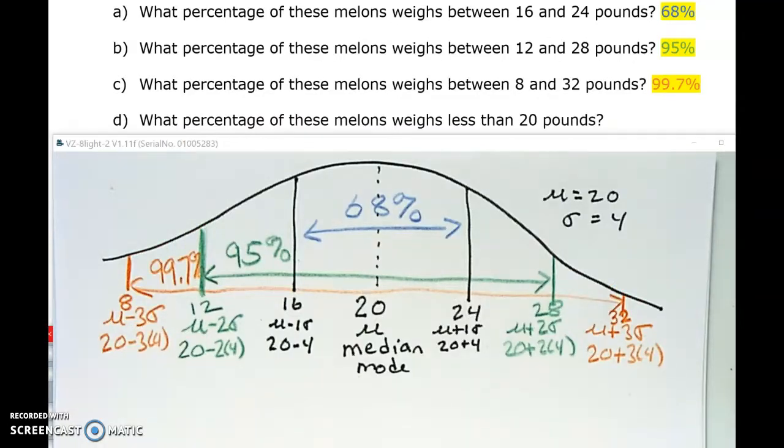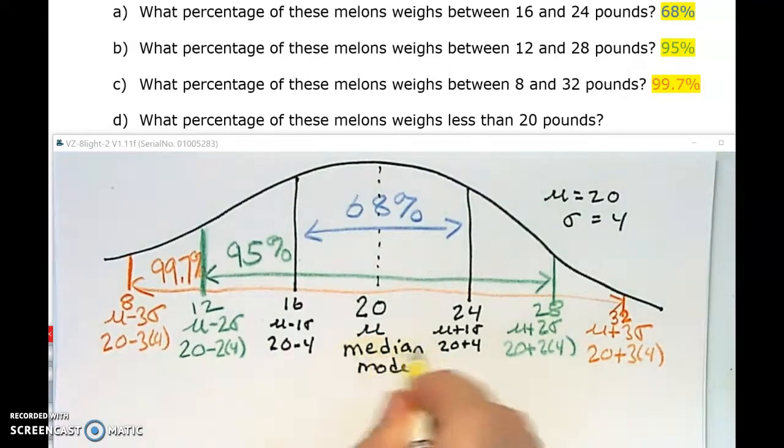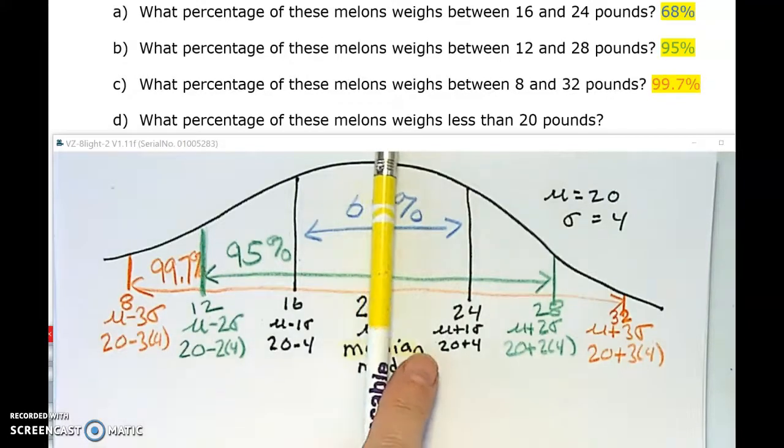And now it's asking us what percentage of these melons weigh less than 20 pounds. Here's 20 pounds. It's our mean or our average, but it's also our median and our mode. And the median is the information that's most useful here for this one. So for less than 20 pounds, they're saying less than the mean, median, and mode. And the median, if you remember, is the middle. So if it's less than the middle, then that's half, 50%.